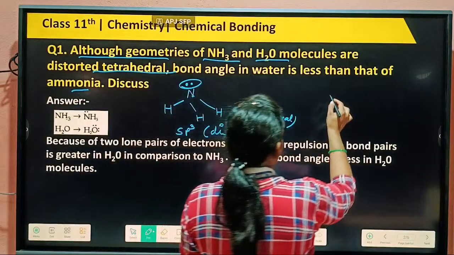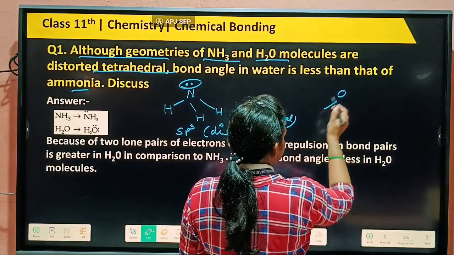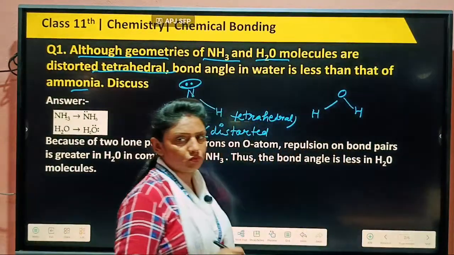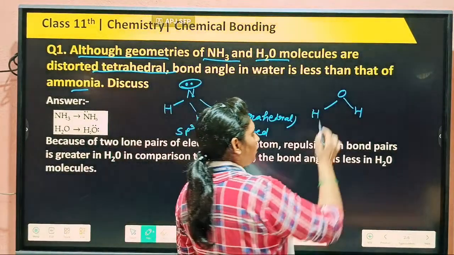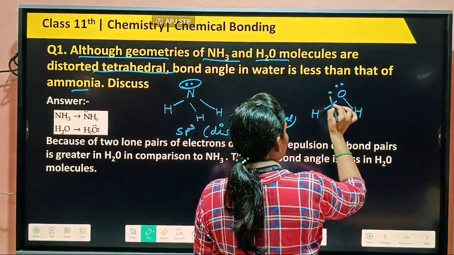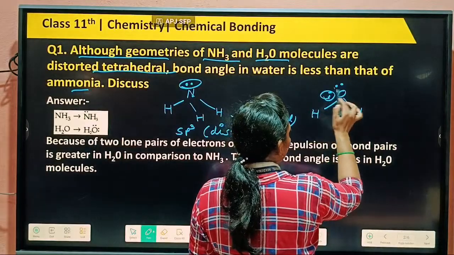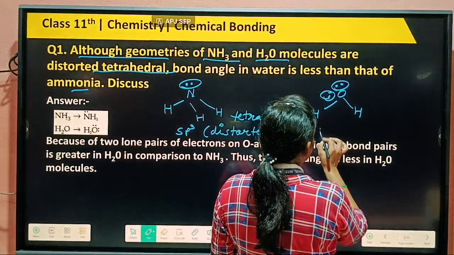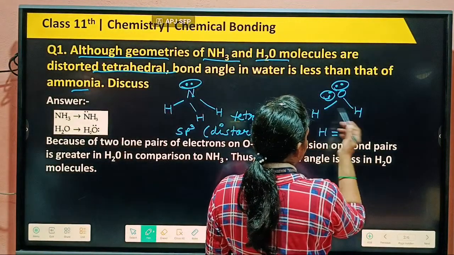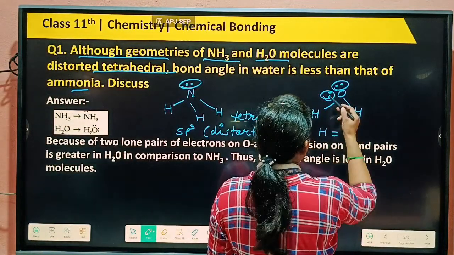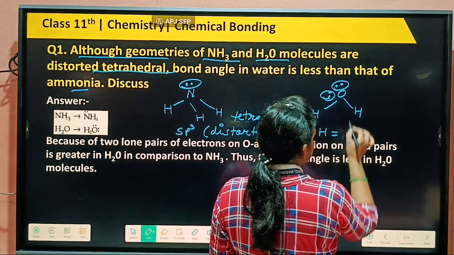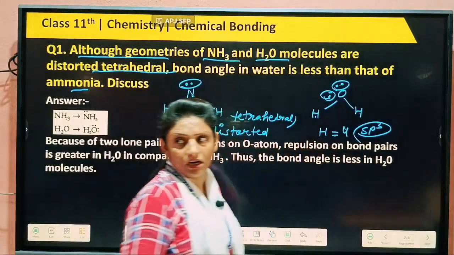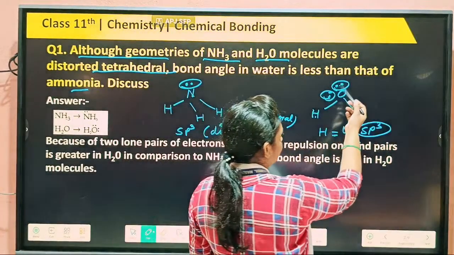And in case of water, here oxygen has 6 valence electrons. So 2 electrons are consumed in bond formation, and 4 electrons are non-bonded, meaning 2 lone pairs are there. So here for hybridization, the number of bonded atoms is 2 and the number of lone pairs is also 2. So 2 plus 2 is 4. So hybridization is again sp3, and again lone pairs are present here.